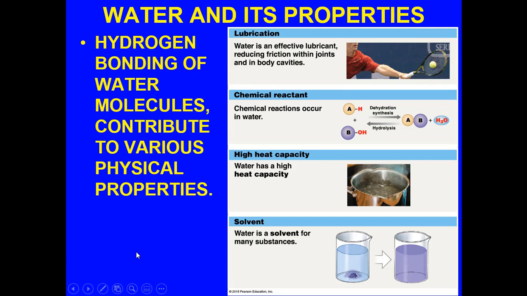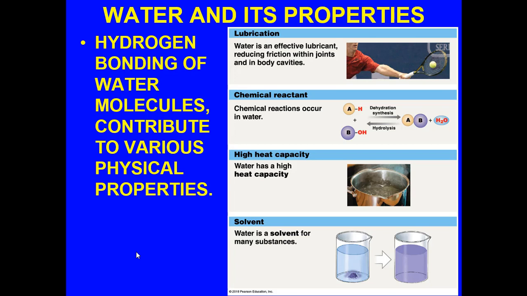Now, let's go back to water for a minute because it really is interesting. When we look at water, the bonding of water molecules contributes to various physical properties. Lubrication. Water is an effective lubricant, reducing friction within joints and in body cavities. We're going to have various joints that we're going to be talking about in Chapter 9. We're going to be talking about this throughout the body.